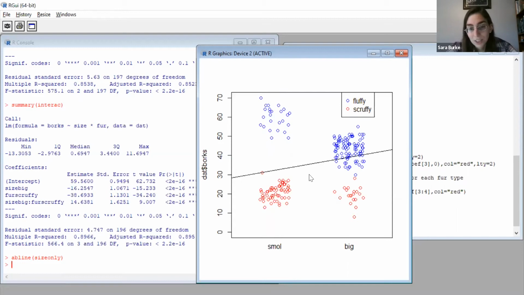This is a line that passes through the mean of the small dogs and the mean of the big dogs. This is like if I gave you a pen and I said you get to draw one line. You want to get as close to these points as possible.